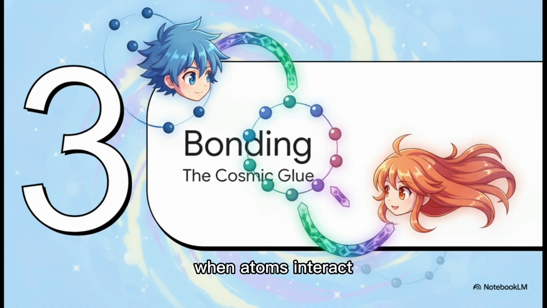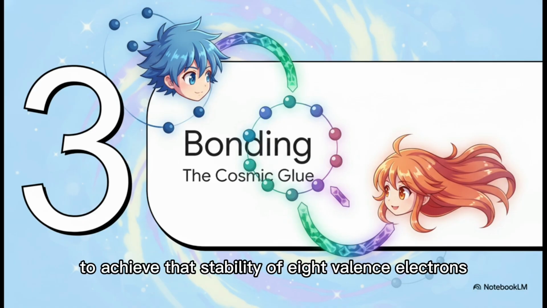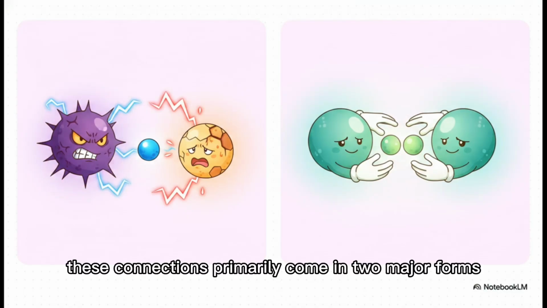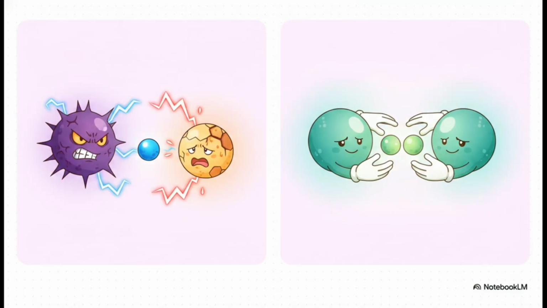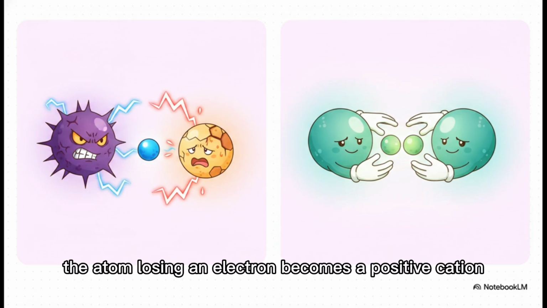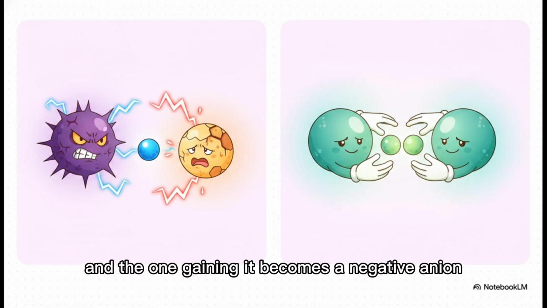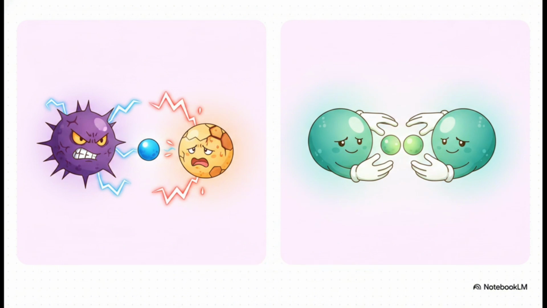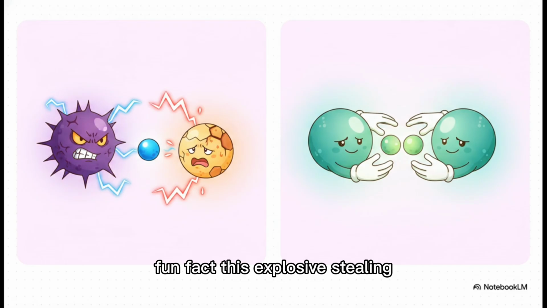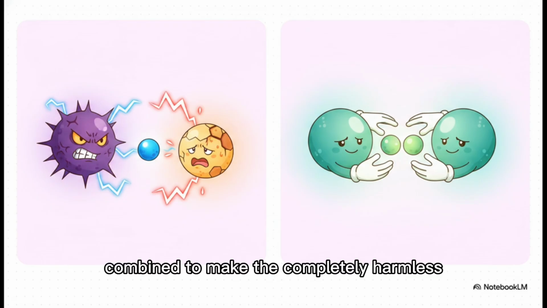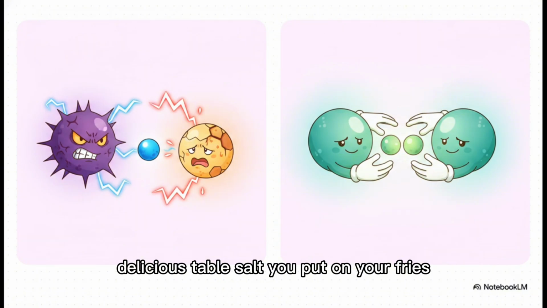Which brings us perfectly to Section 3, bonding, the cosmic glue. When atoms interact to achieve that stability of 8 valence electrons, they click together using chemical bonds. These connections primarily come in two major forms. First up, ionic bonds. This is where electrons are completely stolen or given away. The atom losing an electron becomes a positive cation, and the one gaining it becomes a negative anion, and then their opposite charges just pull them right together. Fun fact, this explosive stealing is exactly how a highly reactive metal and a toxic gas combine to make the completely harmless, delicious table salt you put on your fries.